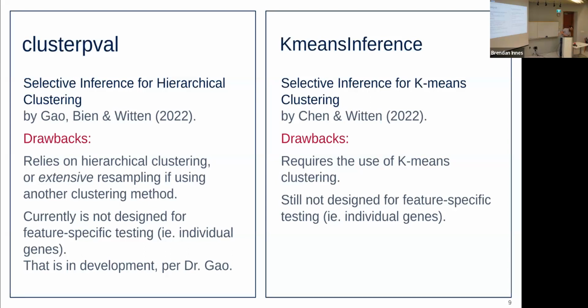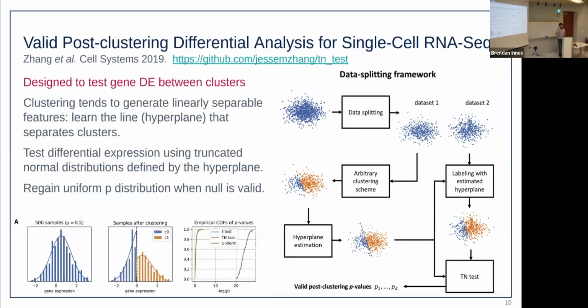the graph-based clustering that is commonly used, like the Seurat method, for example. Also, these methods are not designed for feature-specific testing, the individual genes case, which is the case that we use in single cell. So despite the Witten Lab being the best advocates of this problem, they don't actually have a solution for us, unfortunately. But there is a solution out there. This paper, which made absolutely zero splash when it came out in 2019, unfortunately, seems to have the solution.